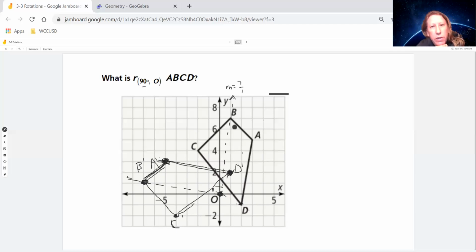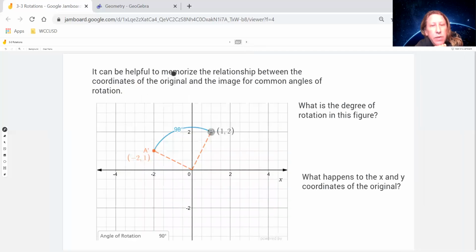Okay, so BA was kind of at the top, and now it's kind of at the side. Oof. I wonder if there's an easier way. It can be helpful to memorize the relationship between the coordinates of the original and the image. So if I'm going to take point A and swing it 90 degrees, remember we always go counterclockwise, we can kind of look at the relationship.